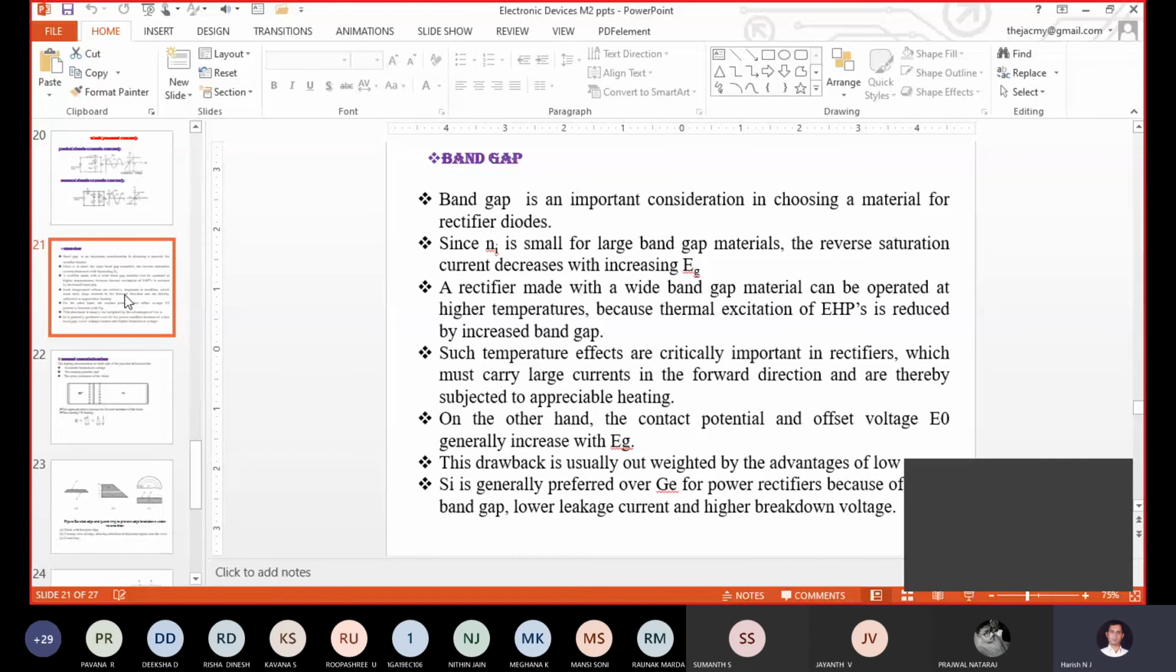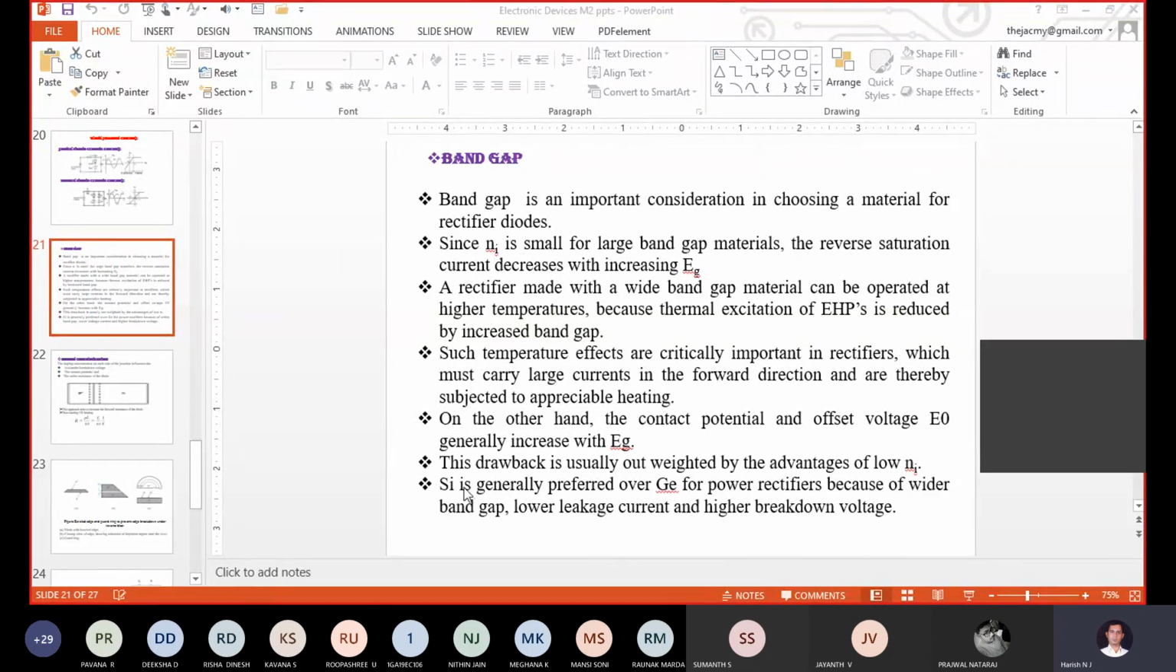Correct. So this is one advantage if you are choosing a large energy gap kind of semiconducting material for fabrication of a PN junction diode. This is one concept. Correct. So ಅದನ್ನ ಇಲ್ಲಿ ನಿಮಗೆ ಕೆಳಗಡೆ conclude ಮಾಡ್ತೇನೆ ನೋಡಿ. Correct. So silicon is generally preferred over germanium for power rectifier because of wider band gap, lower leakage current and higher breakdown voltage. Higher breakdown voltage, lower leakage current.